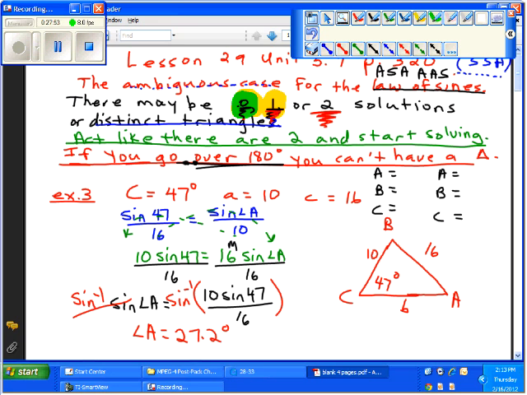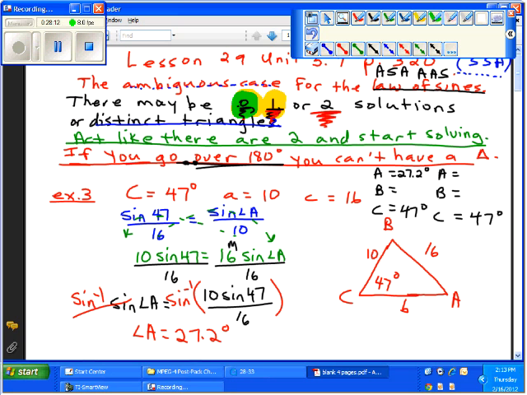Will choice 1 work? Will choice 2 work? Choice 1, we've got C is 47 degrees. It's locked in. You've only got one choice for that because that's what they gave you. For angle A, we have 27.2 degrees.